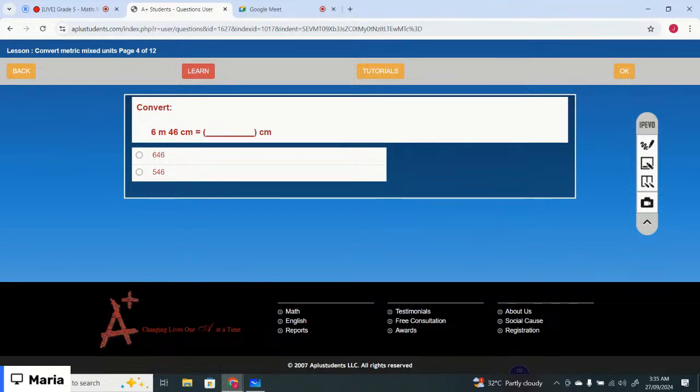Six meters 46 centimeters, which is the correct option? You have to convert from meters to centimeters. 1 meter equals 100 centimeters. So which is the correct option? Option number 1 is the correct option, that is 646 centimeters.